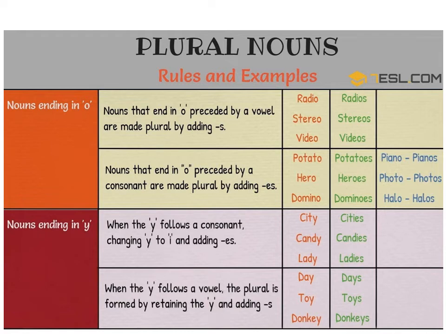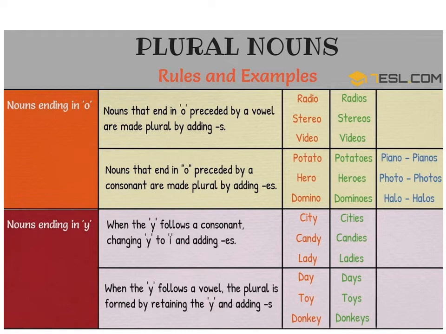Now, let's go to the nouns ending in Y. When the Y follows a consonant, change Y to I and add ES. Again, we need to change Y to I and then add ES. Example, city. We have cities. We remove the Y and change it to IES. Candy, candies. We remove the Y and change it to IES. Candies. Lady. We remove the Y and then we change it to IES. Ladies.